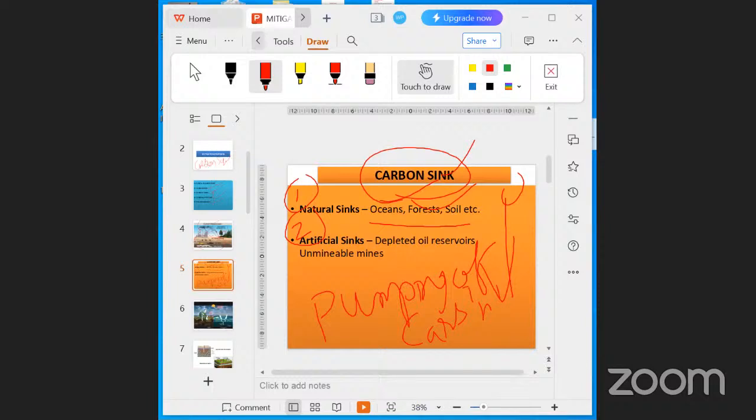And forests also, the trees and plants absorb carbon dioxide through photosynthesis and store carbon in biomass and soil, right? And soil means agricultural practices can enhance carbon storage in soil, such as no-till farming, cover cropping, and agroforestry, right? So these are natural sinks. So now artificial sinks.